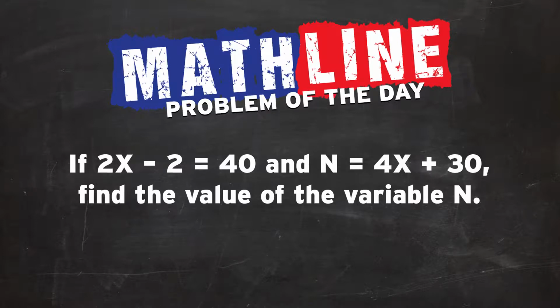If 2x minus 2 equals 40 and n is equal to 4x plus 30, find the value of the variable n. Woo, all right, let's look at that again. It's not as bad as it seems. If you really think about it, take a little bit of time with it. If 2x minus 2 is equal to 40 and n equals 4x plus 30, find the value of the variable n.